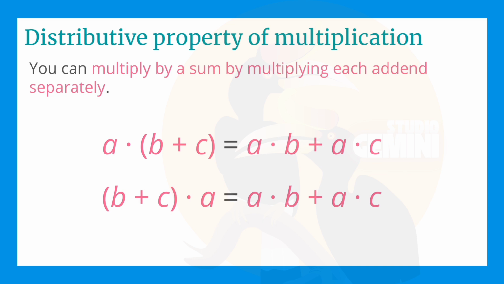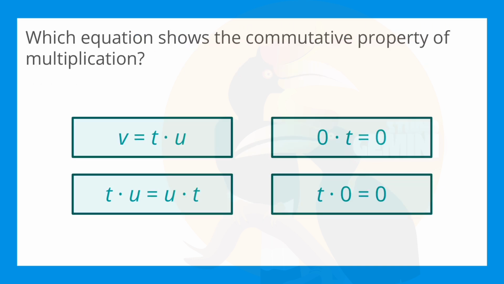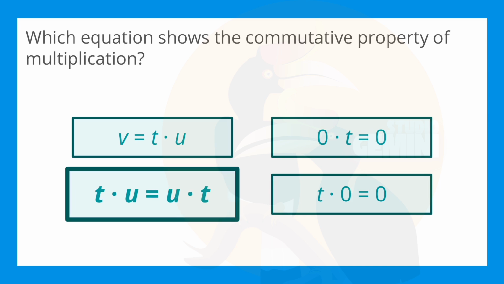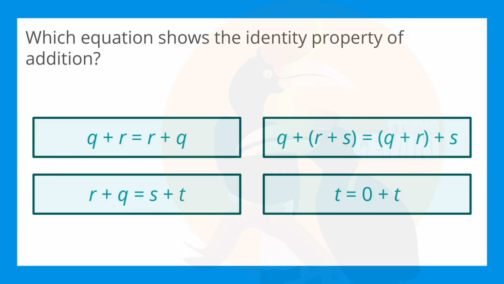Let's look at some examples and see if we can spot the property being used. Which equation shows the commutative property of multiplication? The commutative property allows us to multiply values in any order and still get the same product. T times u equals u times t shows us the same variables being multiplied in a different order. That's the commutative property.